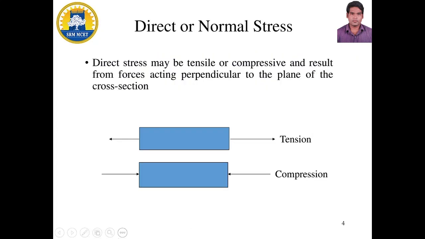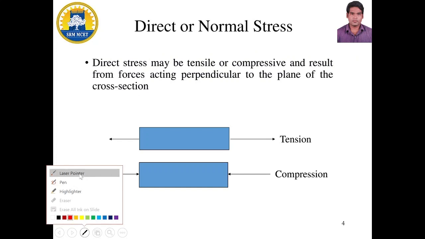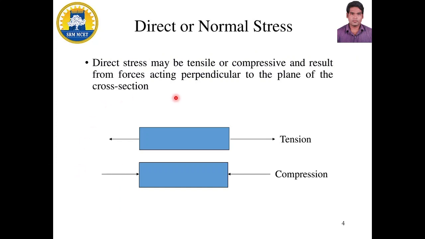So from this image we can see that one of the basic types of stress is direct stress, where this is the tension stress. The tension stress is applied along the axis of the body, and here we can see the compressive stress that is acting along the axis of the body.